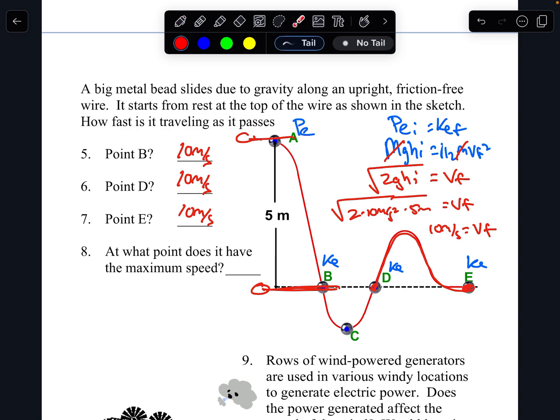Now, there is one point on here where the velocity is greater than 10, and that is point C, where the ball has fallen a little bit further. If that ball goes even lower, there is more conversion of potential to kinetic, and that ball is now even traveling faster than 10 meters per second. We don't know what it is because we don't know how far it's fallen, but we do know that C must be faster than those 3 points.